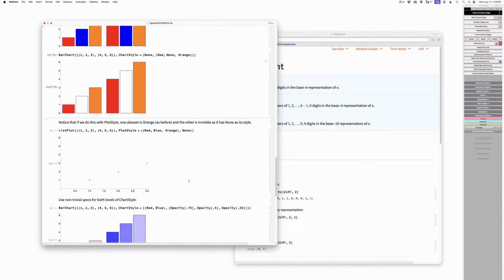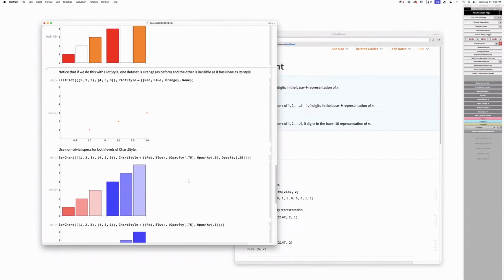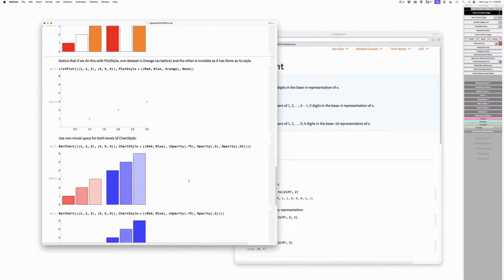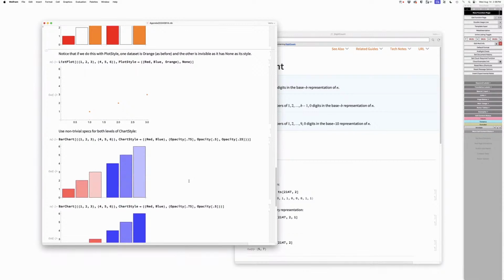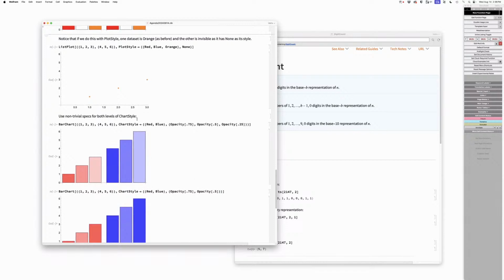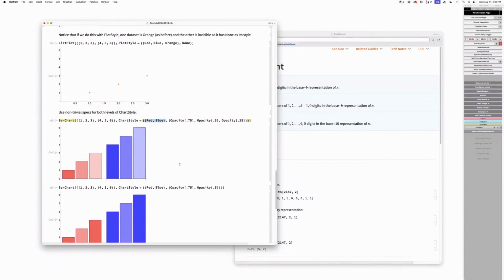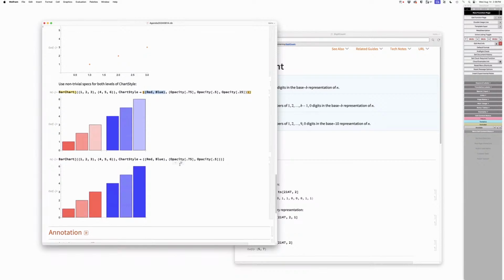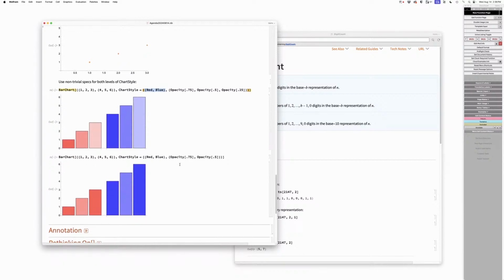Here we have non-trivial specs for both. I have red, blue, and then different levels of opacity, and we see that if I only gave 2 levels of opacity, it reused them. It was cyclic within the group, which is why we see that in the next input. It's nice functionality. What would it even mean to do that in a plot?